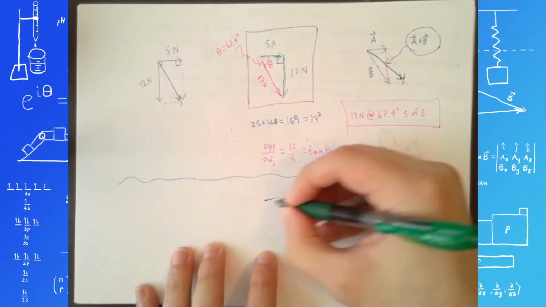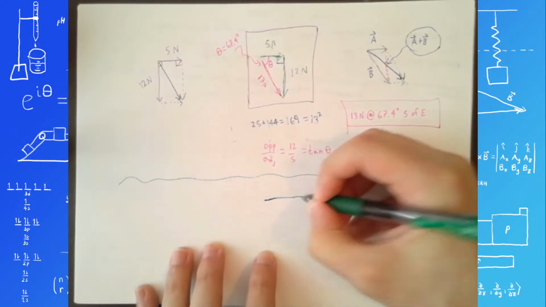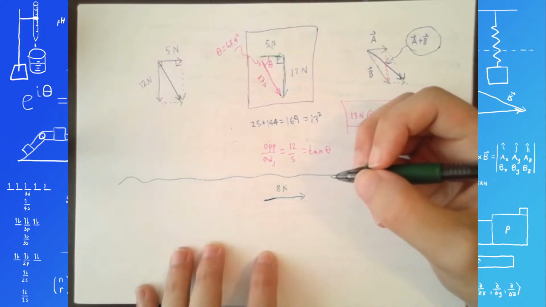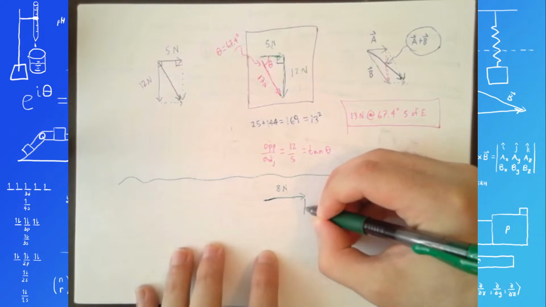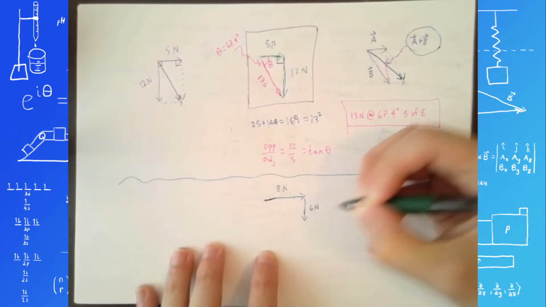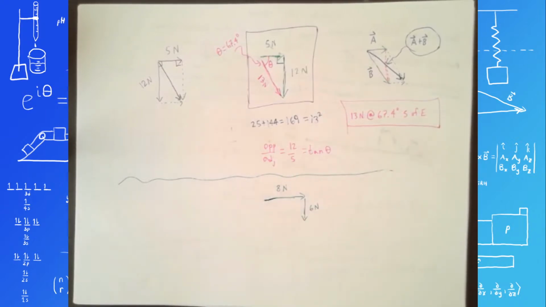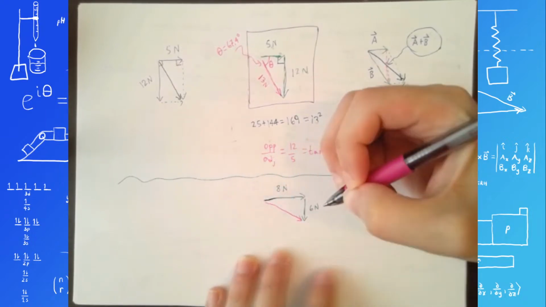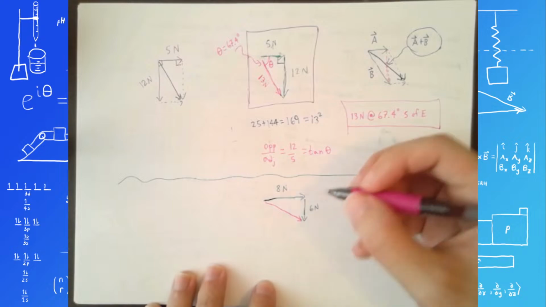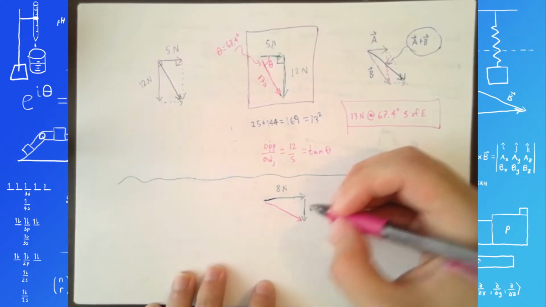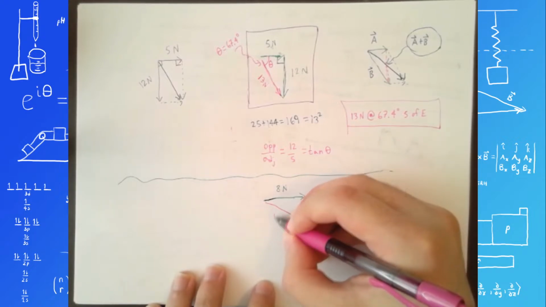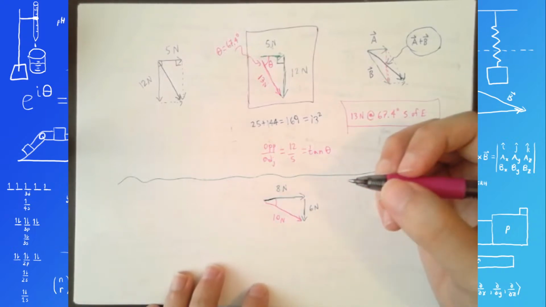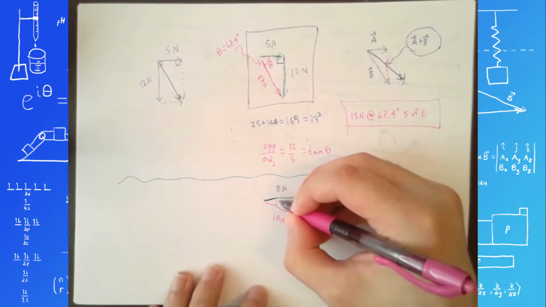You've got, whoops, that's not very straight. You've got 8 newtons to the right, and I'm going to connect to the tip of that my 6 newtons down. And the resultant will be 6 squared plus 8 squared is 36 plus 64 is 100, which is 10 squared, so that's going to be 10 newtons.